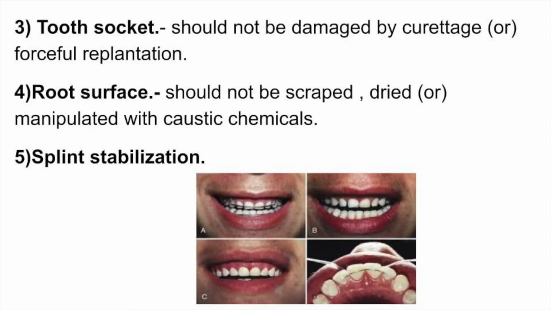Tooth socket should not be damaged by curettage or forceful replantation. Root surface should not be scraped, dried, or manipulated with cosmetic chemicals. Splint stabilization: a splint that allows physiological movement is placed for a maximum of 2 weeks to allow the initial reattachment of periodontal ligament fibers.